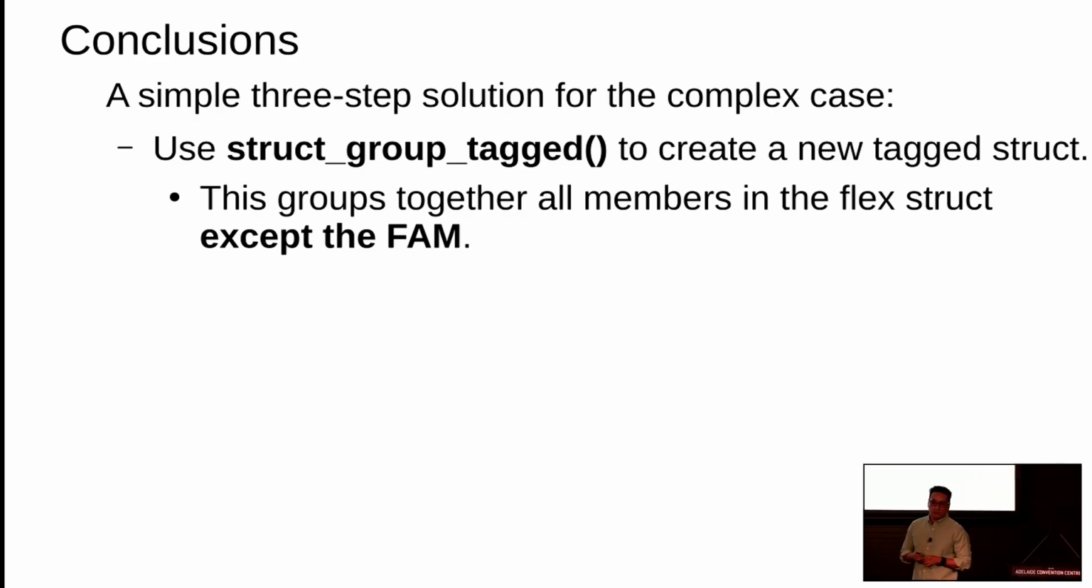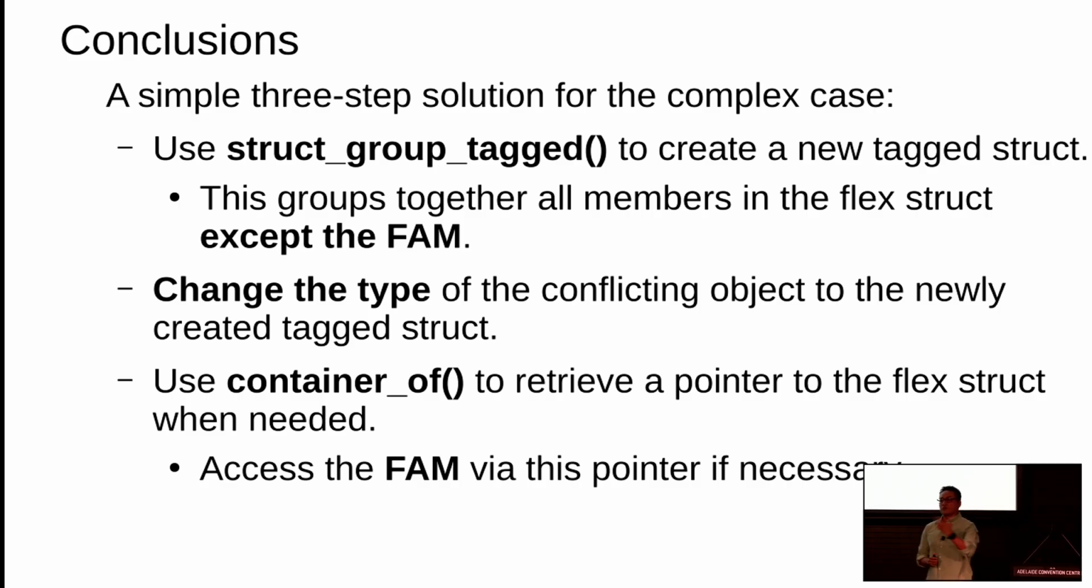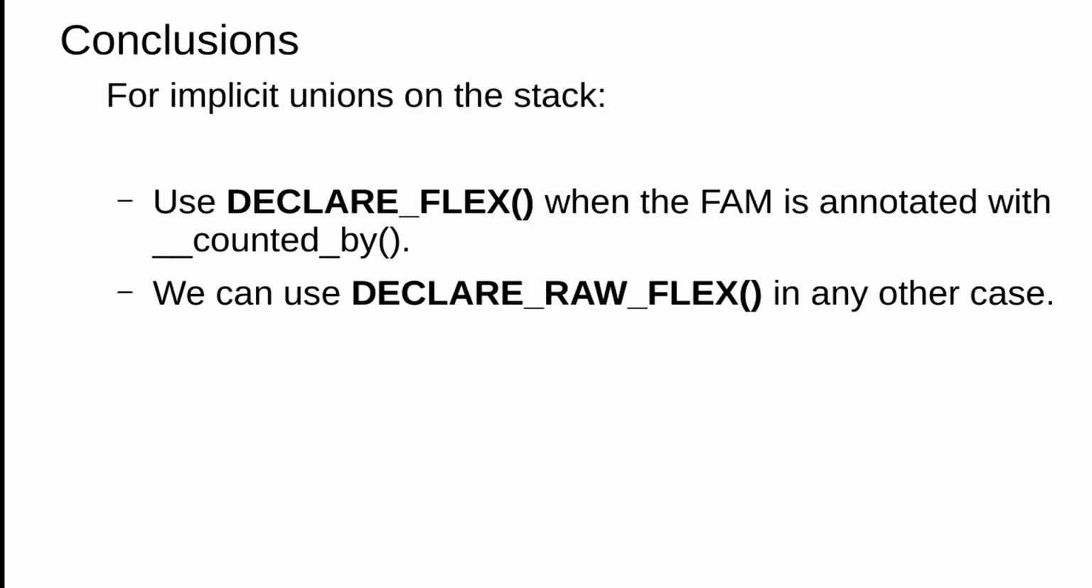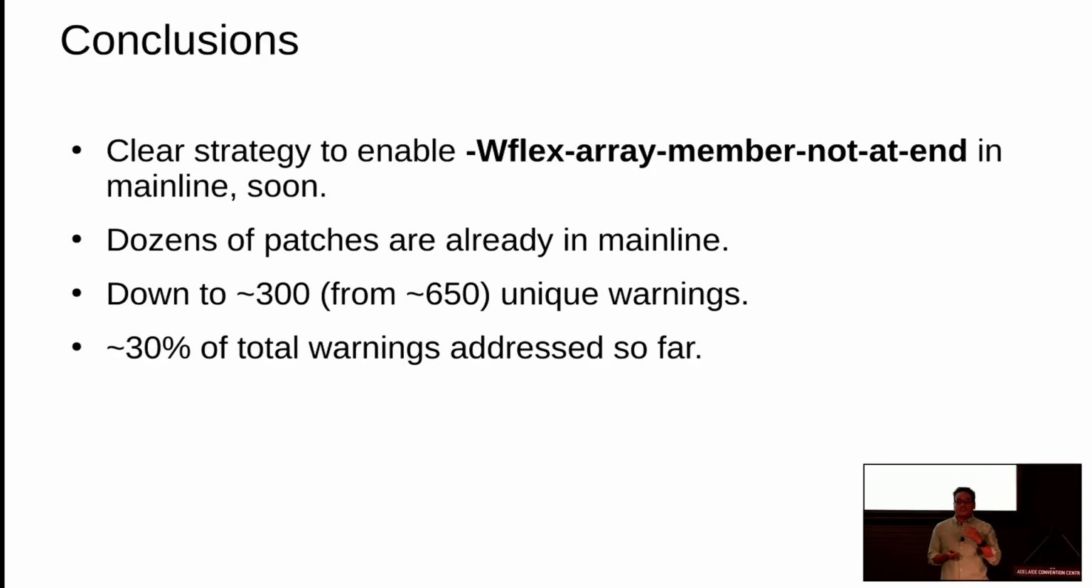Anyway, conclusions. A simple 3-step solution for the most complex case when it comes to addressing the issue of having holes in the middle of structures with a flexible array member in the middle. We can use the struct_group family of helpers. Then we change the type of the conflicting object, and we use container_of to access the flexible array member that was left out of the equation when we used a struct_group. And in the case of the on-stack problem, we can use the DEFINE_FLEX and DEFINE_RAW_FLEX macros. And we have a clear strategy on how to fix these thousands of warnings in the kernel.